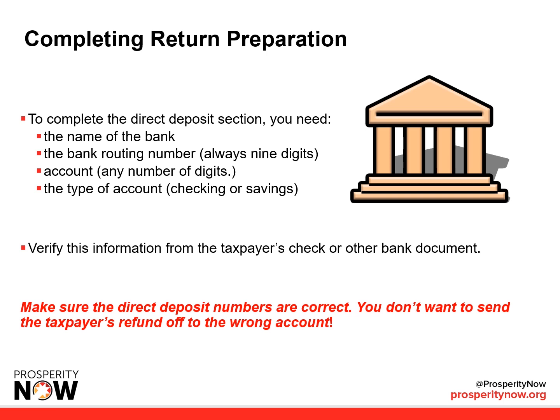To complete the direct deposit section, you need the name of the bank, the routing number, which is always 9 digits, the account number, which could be any number of digits, and the type of account, checking or savings. Verify this information from the taxpayer's check or other bank document. Be sure to make sure that the direct deposit numbers are correct. You don't want to send the taxpayer's refund off to the wrong account.